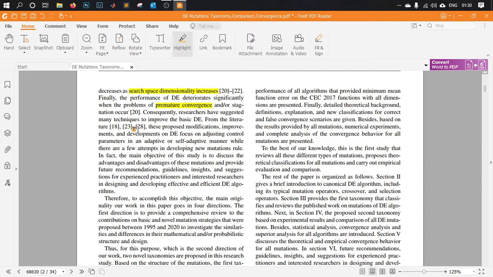So they are saying that from here they have proposed modifications and improvements where they have used various adaptive or self-adaptive techniques. Adaptive and self-adaptive techniques change the control parameters and the mutations to select the best mutation or parameters or crossover or any other factors based on the algorithm performance, and it generates future recommendations, guidelines, insights, and suggestions.